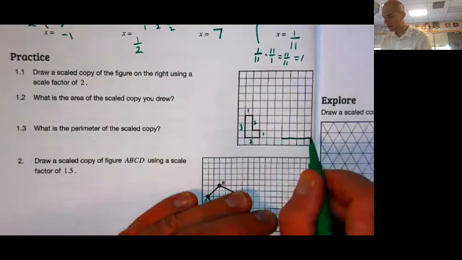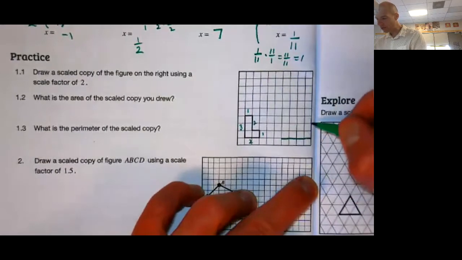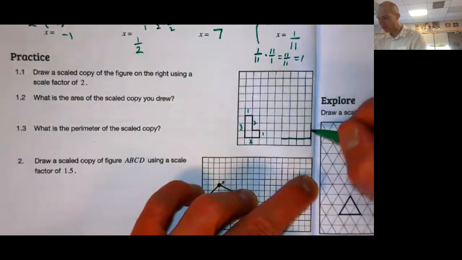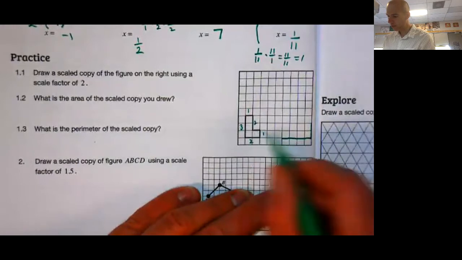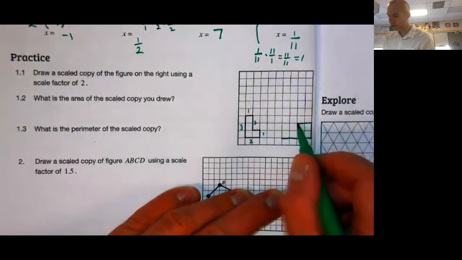There's 4 boxes. And then I have to go up 2 over here on the left, because 1 times 2 is 2. And then I need to go over 2, right? Because 1 times 2 is 2. So I'm going to the left 2.